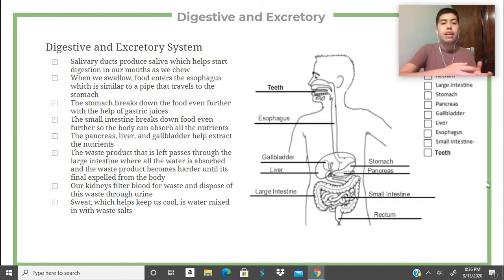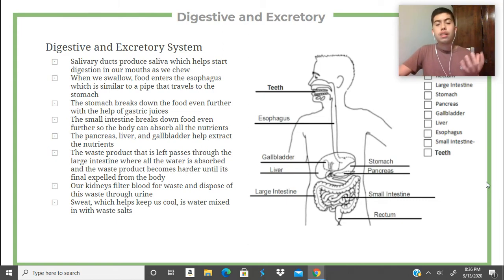And then the stomach helps break down the food even further with the help of gastric juices located in your stomach. As it keeps on traveling, it goes to the small intestine, which breaks down food even further so the body can absorb all the nutrients. And then the pancreas, liver, and gallbladder help extract these nutrients even further.